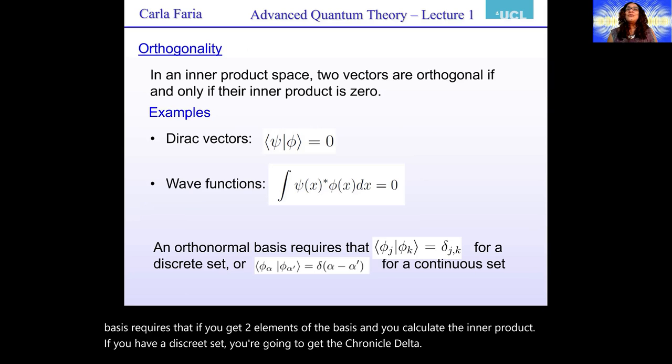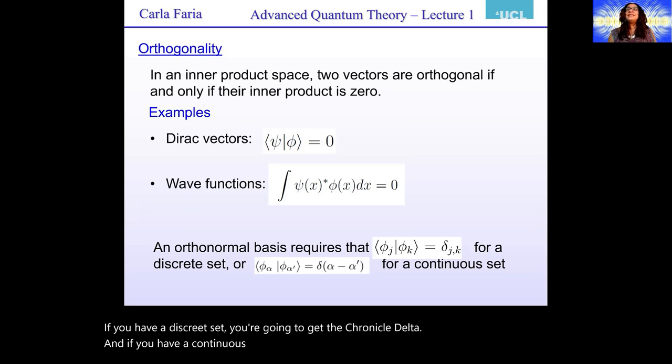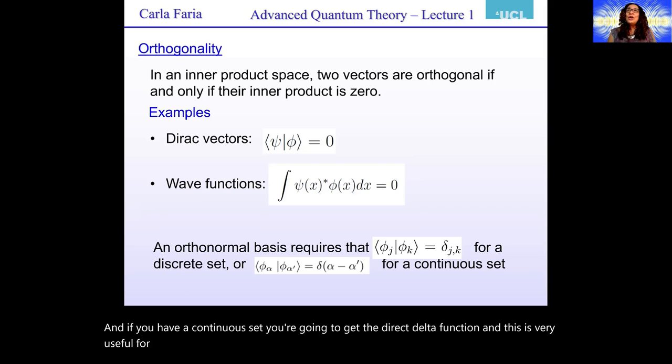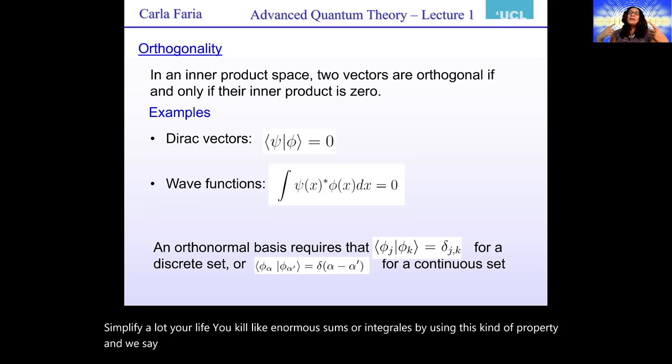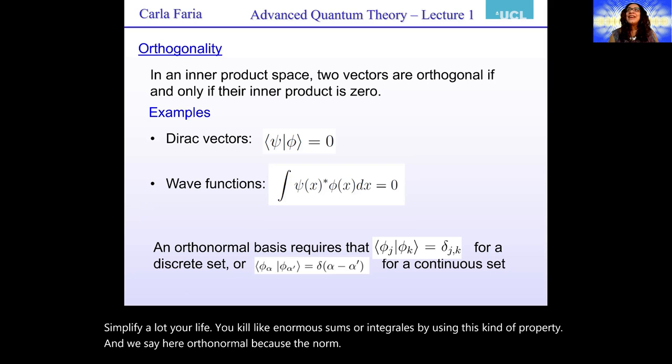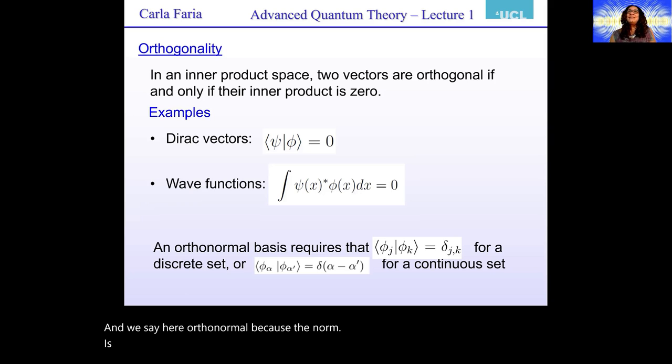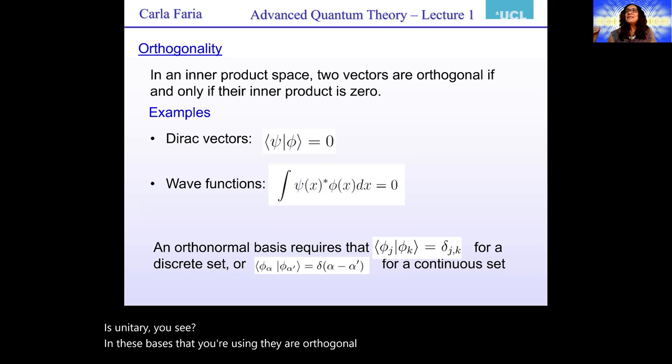And if you have a continuous set, you're going to get the Dirac delta function. And this is very useful for computations because you simplify your life a lot. You kill enormous sums or integrals by using this kind of property. And we say here orthonormal because the norm is unitary, you see? And these bases that you're using are orthogonal. So the vectors of your basis satisfy these properties.